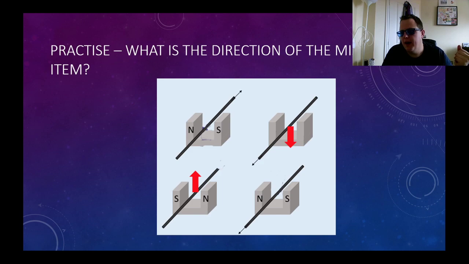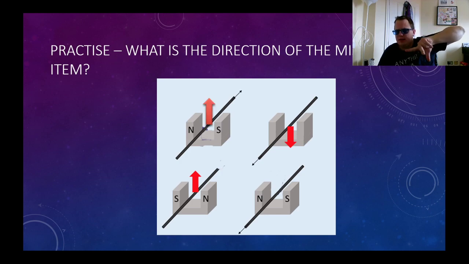Okay, so just some quick ones here to get you started, if you want to practice them. Alright, so for the first one, the field is going from left to right, so your first finger goes from left to right. The current is going back out the page, so you rotate your hand round, and the current is going back out the page. Your thumb then is pointing down.